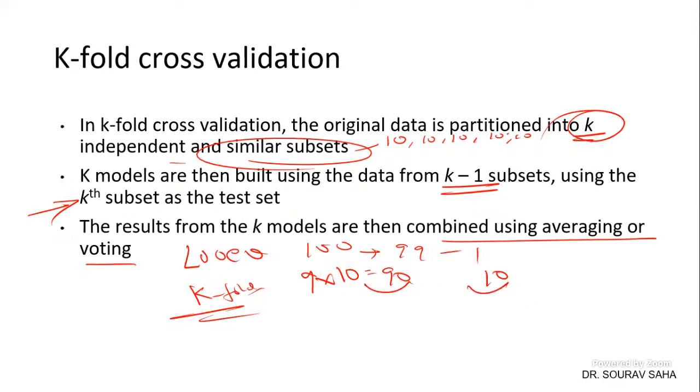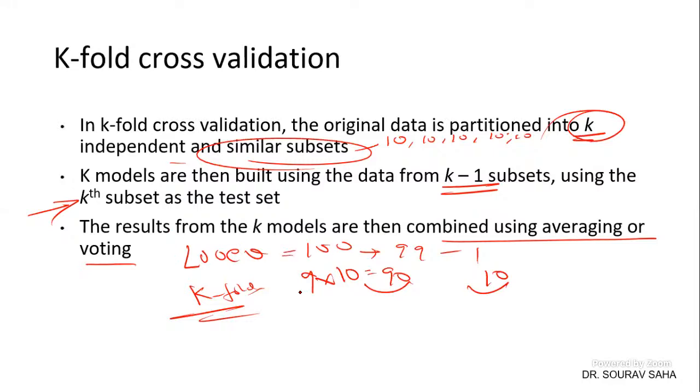So how many times will this process happen? How many times will this process get repeated? 10 times. Very good. Earlier for LOOCV, with 100 data points, I was repeating this process 100 times. Here for k-fold cross validation, where I have set k as 10, this process is repeated for only 10 times.